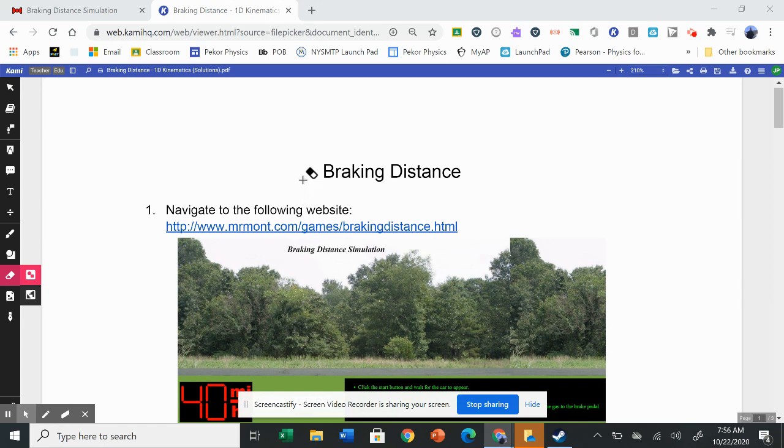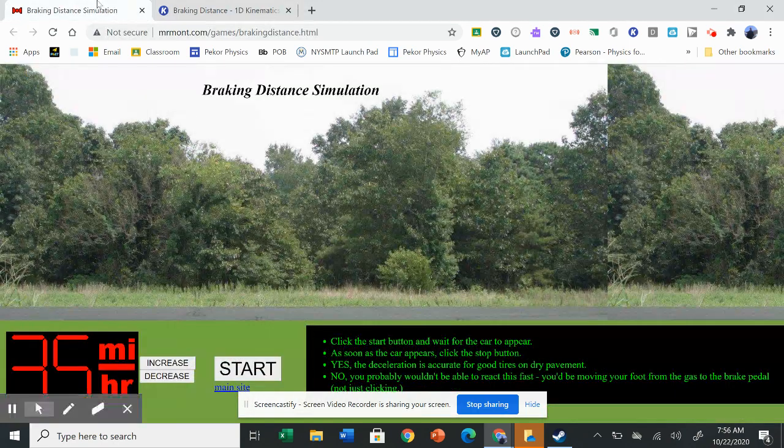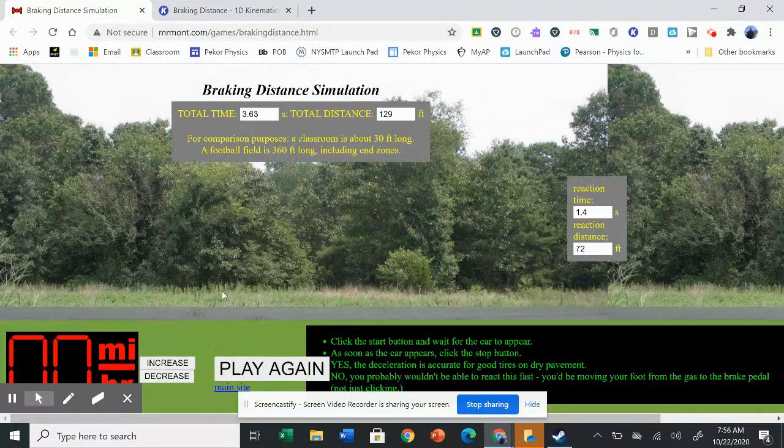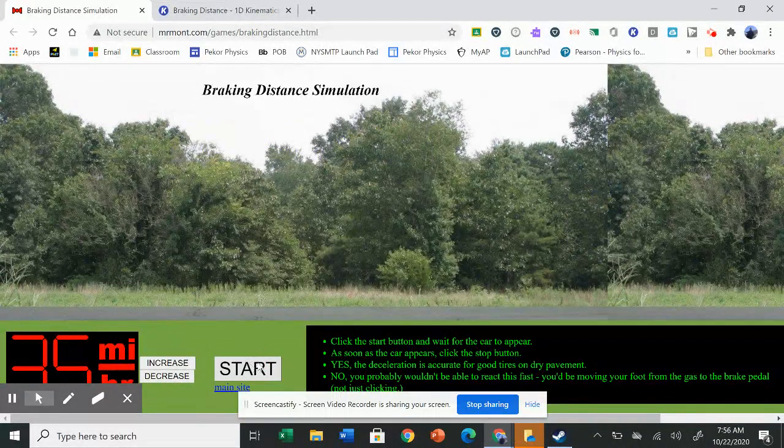Good morning. Today I want to show you how to do the braking distance activity. The first thing you'll do is click on this URL and it'll bring you to the simulation. You can set the initial speed for whatever you want. I set it for 35 and you hit start, and as soon as you see a car enter the screen, you hit stop. I messed that up, so let me try that again.